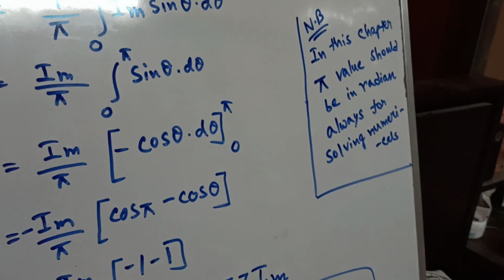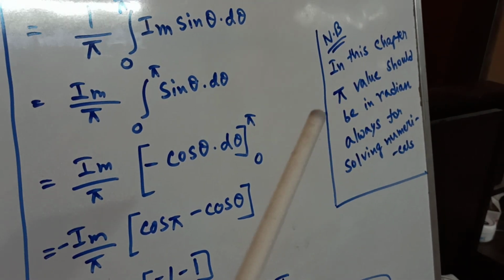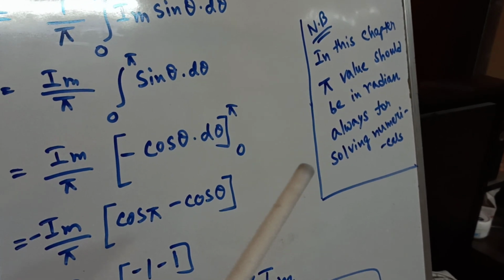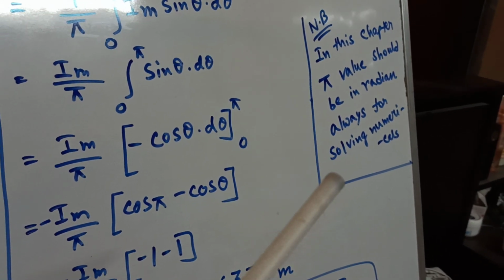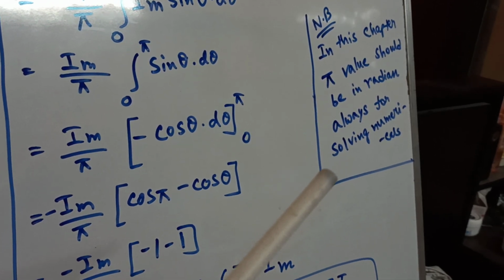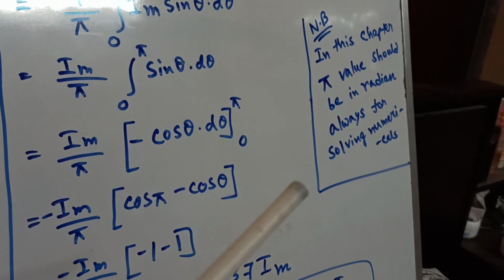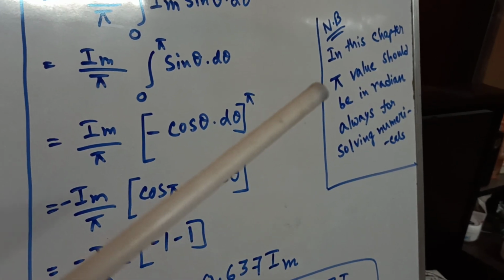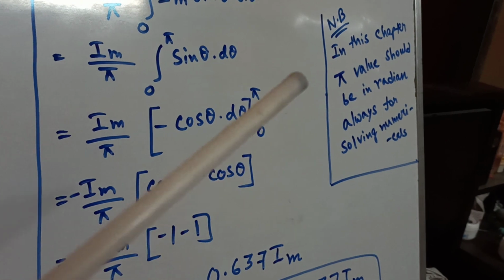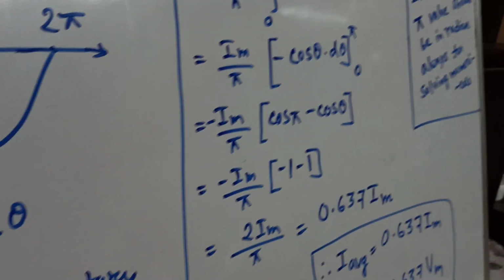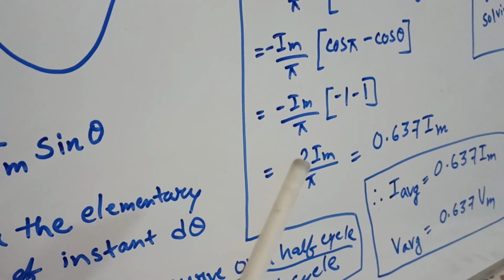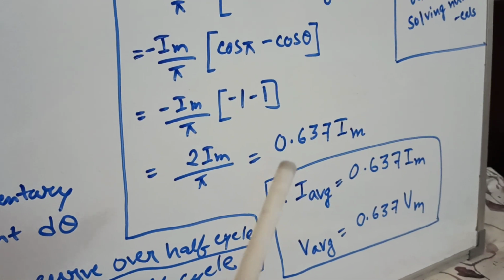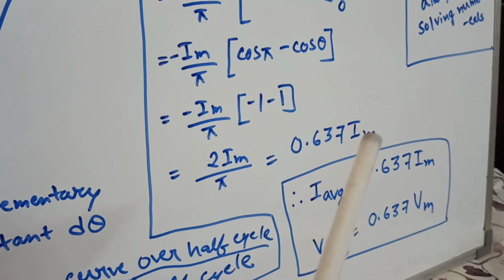While calculating this value, I have to keep something in mind. This is the most important part. In this chapter, the pi value should always be in radian for solving any numericals. Keep it in mind: your calculator mode should not be in degree mode, it should be in radian mode. So change the mode of the calculator to radian. Automatically it will take the pi value as 3.14 instead of 180 degrees. So 2 Im by pi, with pi in radian, gives the answer 0.637 Im.